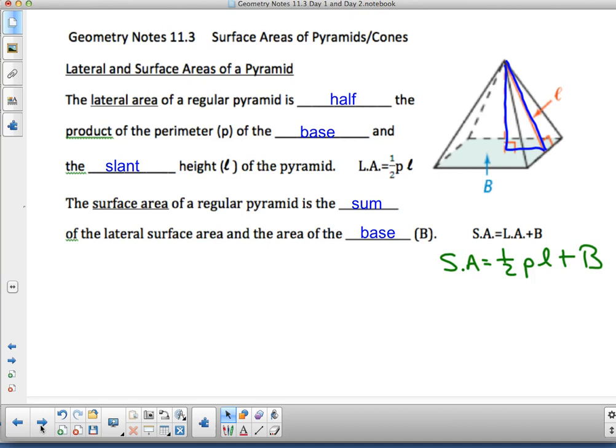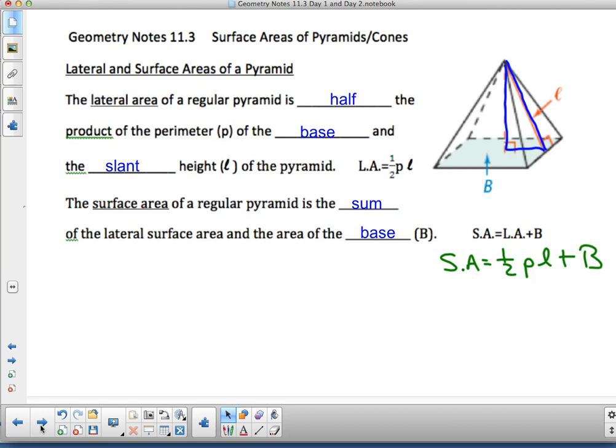Okay, lateral and surface areas of a pyramid. The lateral area of a regular pyramid is half the product of the perimeter, P, of the base, and the slant height, L, of the pyramid. So LA, just like we just did, 1/2 perimeter times slant height.